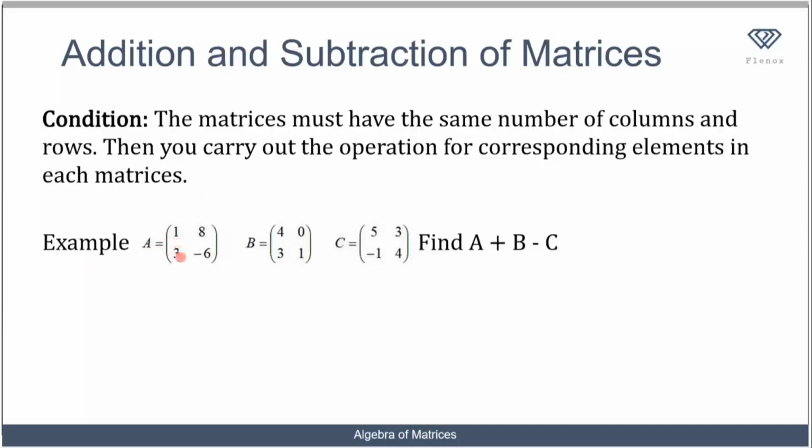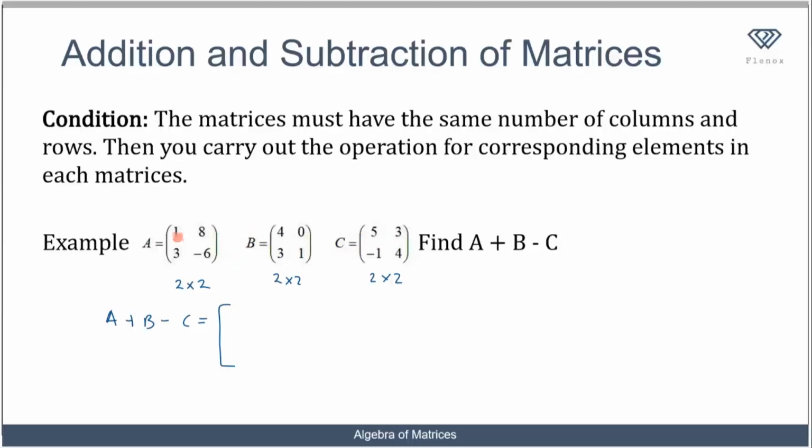For example, we are told that A is equal to 1, 3, 8, minus 6, B is equal to this, and C is equal to this. We are now asked to find A plus B minus C. As you can see, the first is a 2 by 2 matrix, this is a 2 by 2 matrix, and this is a 2 by 2 matrix. Since the matrices have the same dimension, we can add and subtract. So A plus B minus C will just be carrying out the operation on corresponding elements within each of the cells of these matrices.